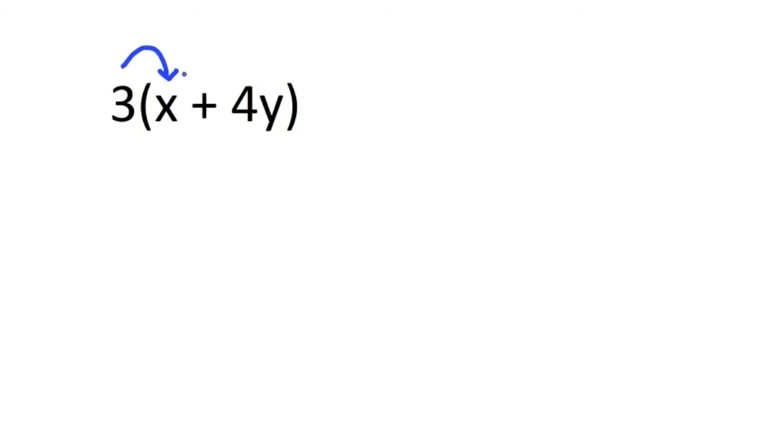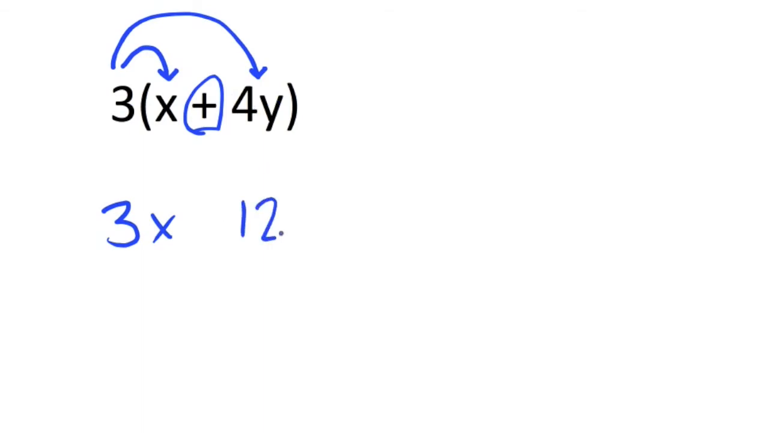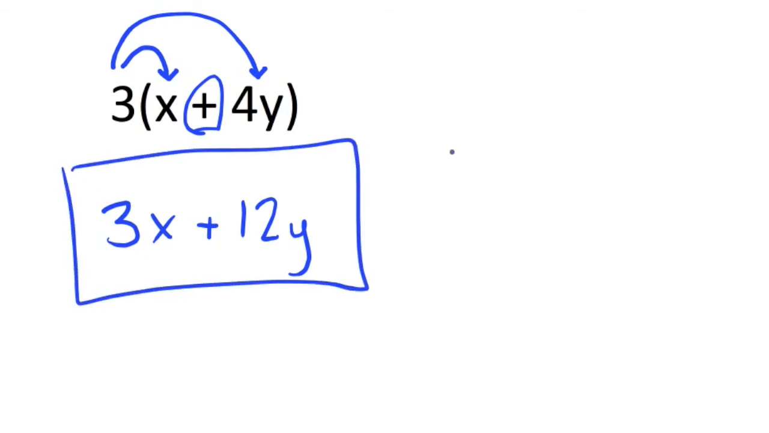So first we multiply 3 times x. Well, 3 times x is simply 3x. And now we can multiply 3 times a positive 4y, right? Positive right here. So 3 times 4 is 12, and y, don't forget the plus sign, and that's our answer, 3x plus 12y. And that happens to be equal to the expression 3 times the quantity x plus 4y.